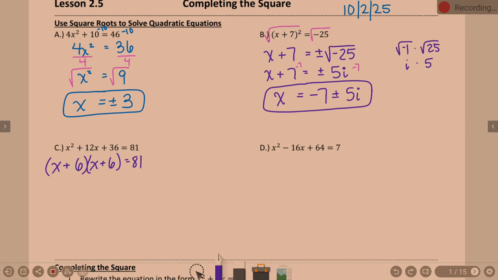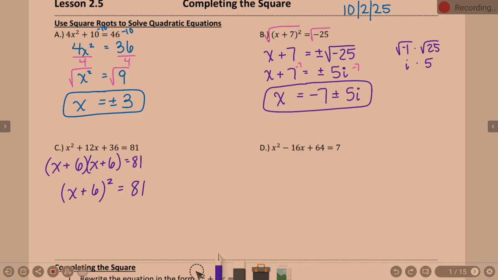x plus 6. Now, I wrote it out that way because I felt like I needed to, as we're just starting this, right? But how can x plus 6 times x plus 6 also be written? This is the same thing as saying x plus 6 quantity squared equals 81. Okay? Now do you see why I did that?